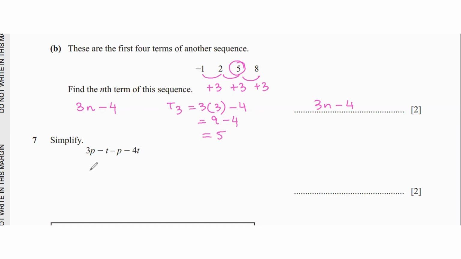And question 7 says simplify 3p minus t minus p minus 4t. Collect the like terms. 3p and minus p are like terms. Remember to always include the sign. And -t and -4t are like terms. So that's going to give us 3p minus p minus t minus 4t. 3p minus p is 2p. Minus t minus 4t is minus 5t. So 2p minus 5t is our answer.